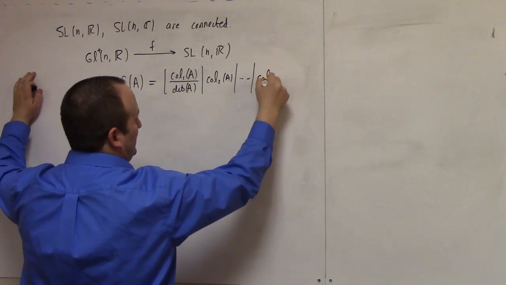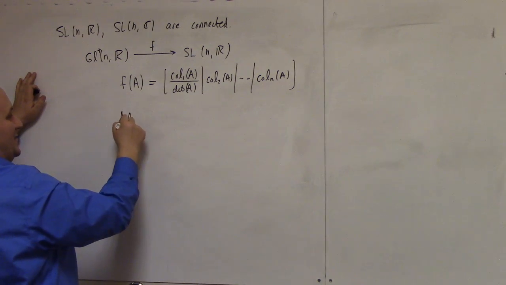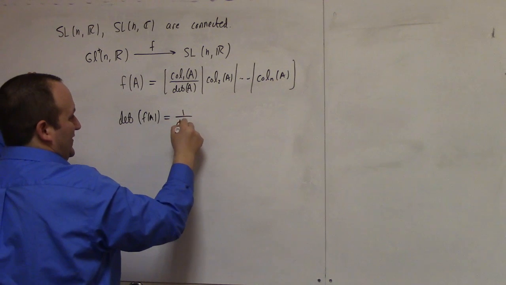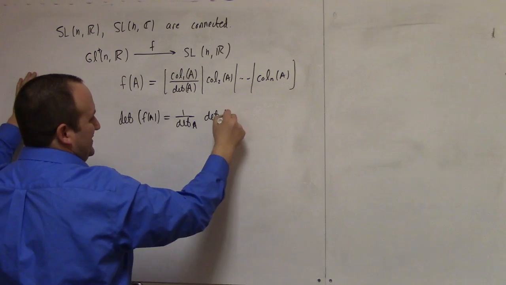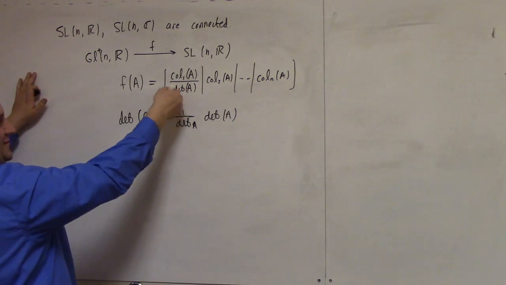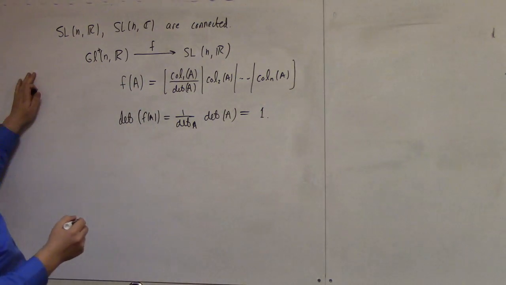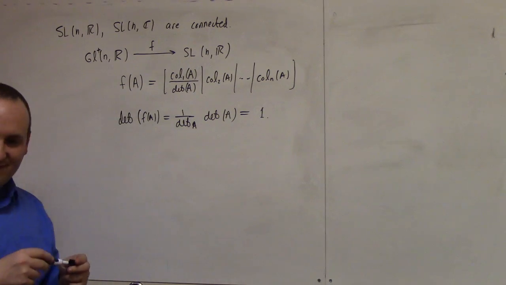Proceed as usual, and you can calculate that the determinant of f of A is 1 over the determinant of A times the determinant of A. By multilinearity of the determinant, I can pull the constant out of the first column, and that gives me 1. So there you have connectedness of SLN. That is slick. And the same thing will work for SLNC. Man, wow. That's surprisingly nice.